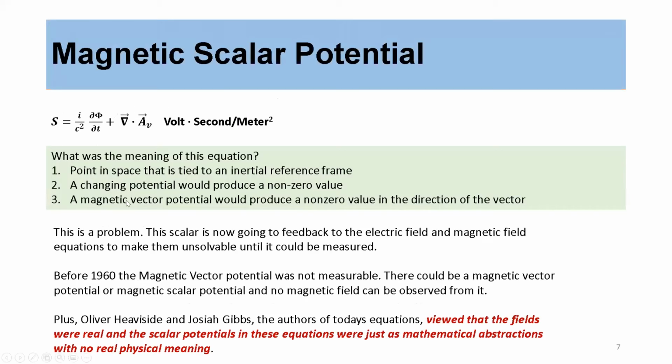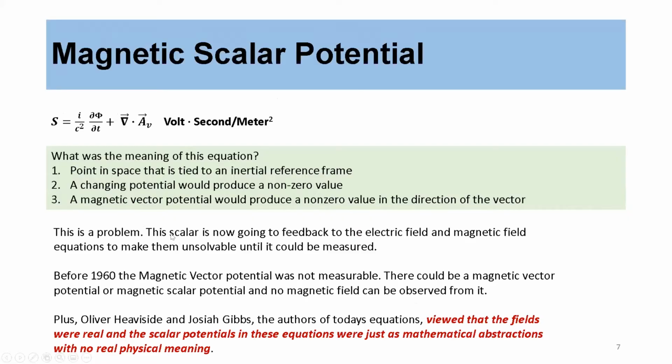So the magnetic scalar potential is the equation up here. The meaning of it was the point space that's tied to an inertial reference frame. A changing potential will produce a non-zero value, but a non-zero value of what? Because the units in here don't really tell you what that value is going to be. And the magnetic vector potential produces a non-zero value in the direction of a vector.